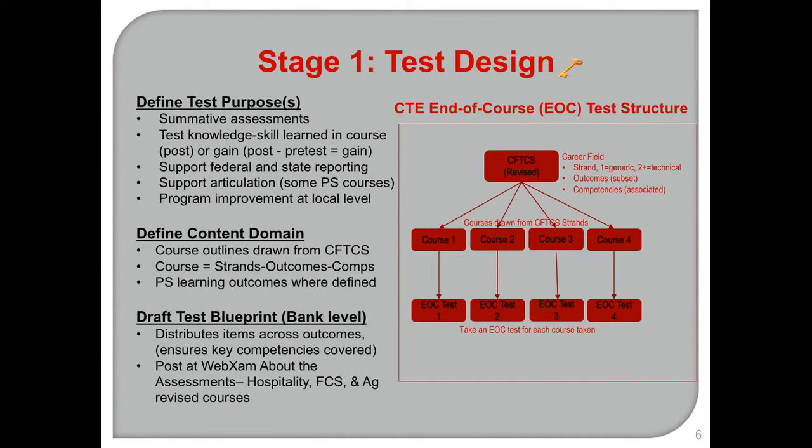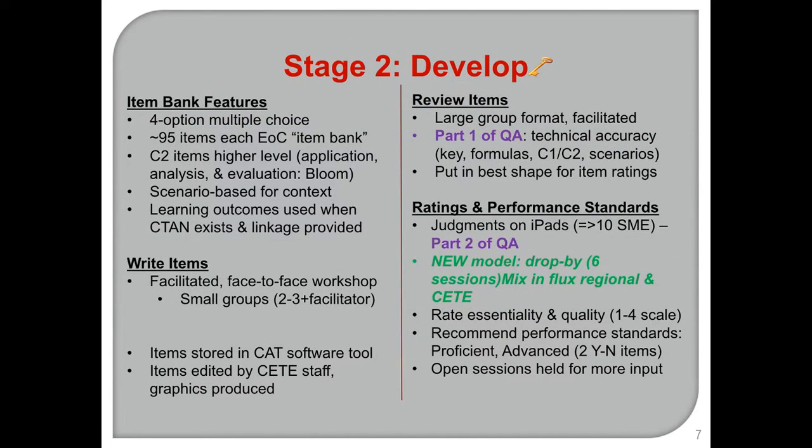In terms of test design, ODE has been converting to end-of-course testing pathways from the career field technical content standards. Course outlines are developed. We take those basically as a given, and we use those to create an end-of-course item bank of 80 to 100 items. In terms of developing the item bank features, we're looking for, as I said, about 95 items at several levels of challenge, C1 and C2.